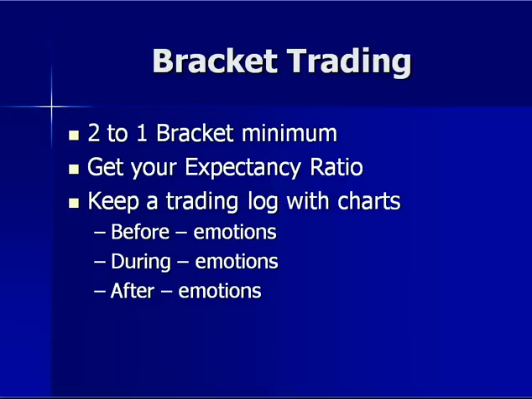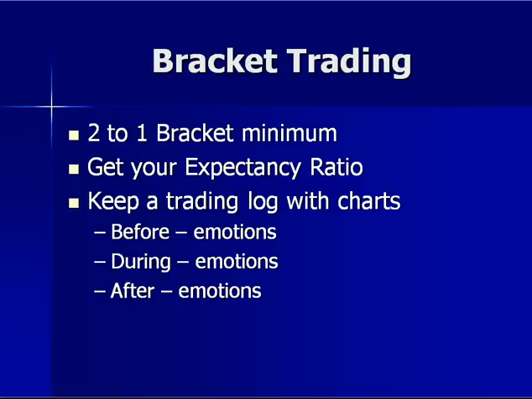Now, the biggest thing I tell people to do is get into a 2-to-1 bracket trading system. The bracket trading system is an automated system that sets up a limit to get you out when you make 2 points or more, and a stop to get you out when you're down a point. Now, it's not necessarily 1 or 2 points. It may be a 4-point win and a 2-point loss, but that ratio is very important.